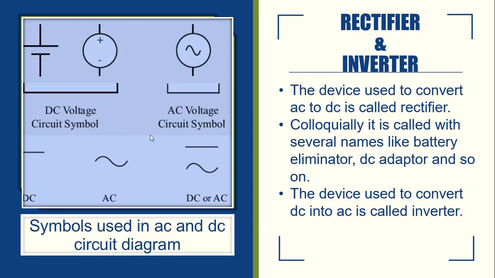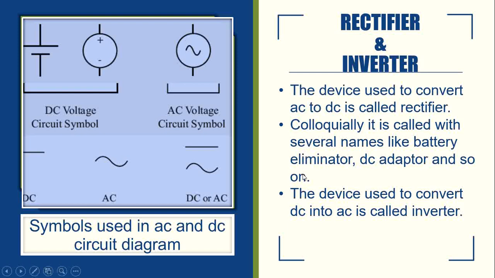Suppose we want to use an electrical device in DC, we have to use a device to convert AC to DC. The device used to convert AC to DC is called a rectifier. It is also called by several names like battery eliminator, DC adapter and so on.